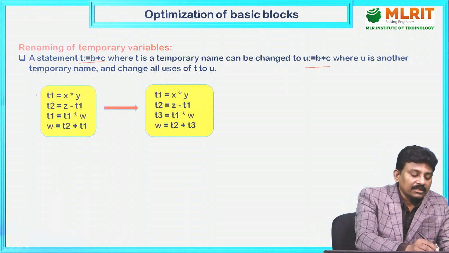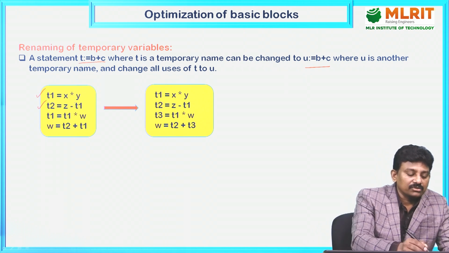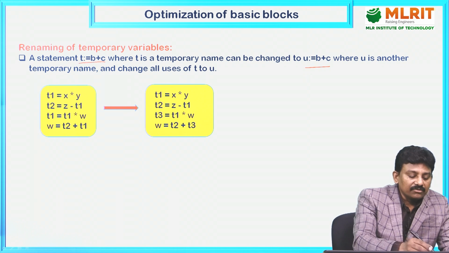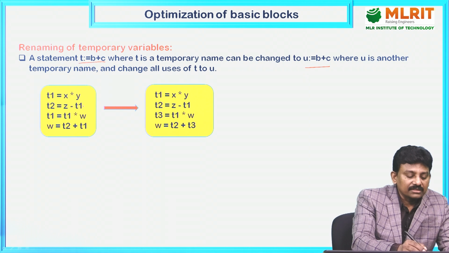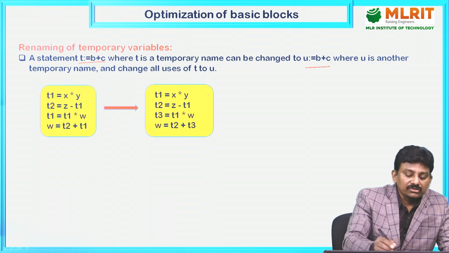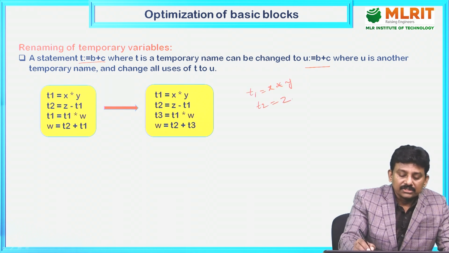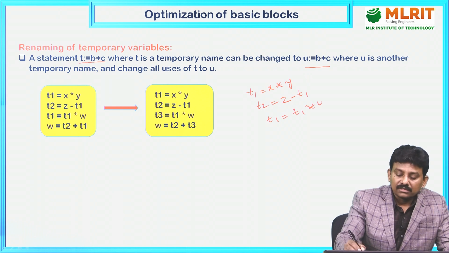For example, T1 = X * Y, T2 = Z - T1, T1 = T1 * W. Here T1 = X * Y, T2 = Z - T1, and in the third statement, T1 = T1 * W.